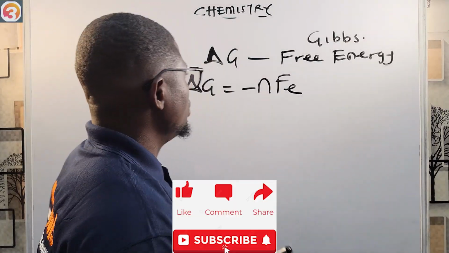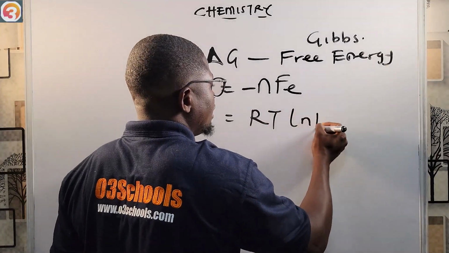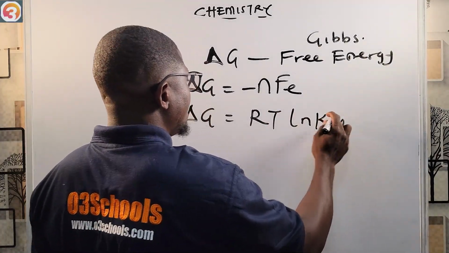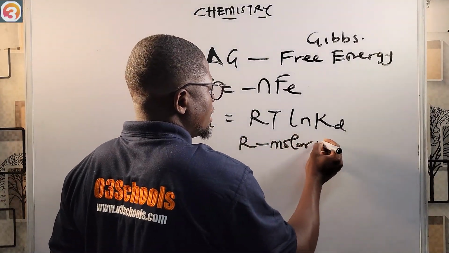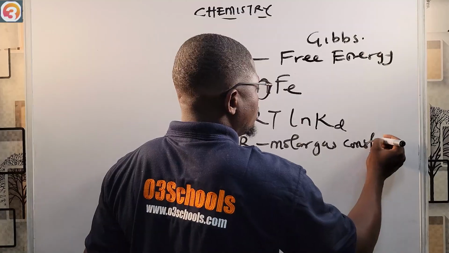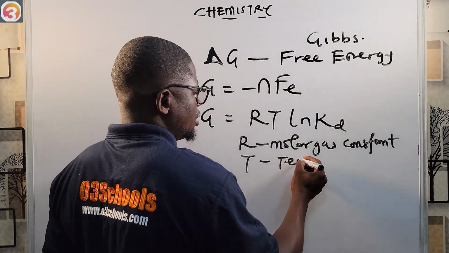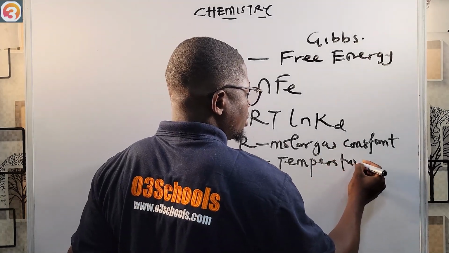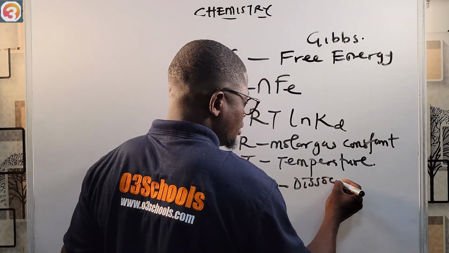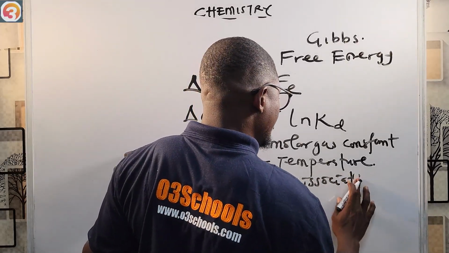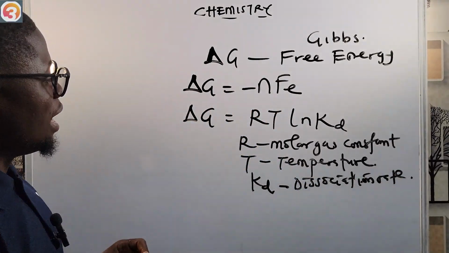where F is Faraday's constant. They also have that delta G is equal to minus RT ln K, or you can say K D, where R is the molar gas constant, you know the value 8.314, T is temperature in Kelvin, and K D itself is the dissociation rate.